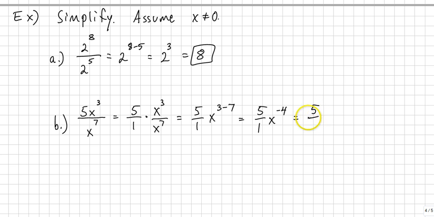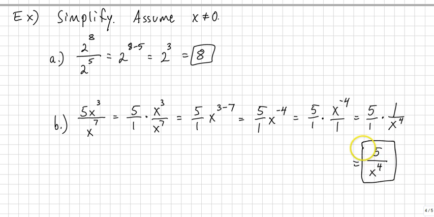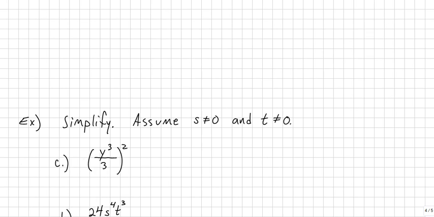So that would be 5 over 1 times x to the negative 4th over 1. And we have a negative exponent, so we flip that fraction and make the exponent positive. So it'd be 5 over 1 times 1 over x to the 4th. And then we just multiply those fractions together. So we get 5 over x to the 4th. So 5x to the 3rd divided by x to the 7th ends up being 5 divided by x to the 4th. Let's try some other ones.